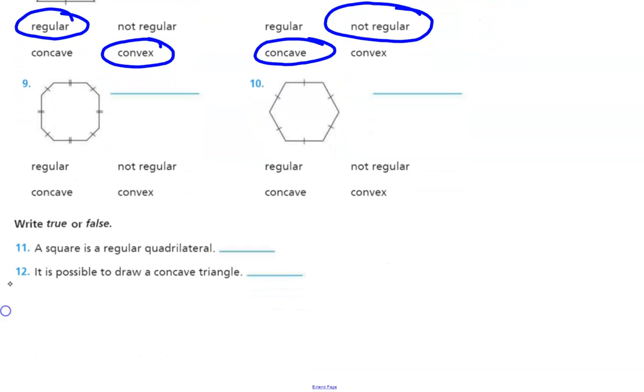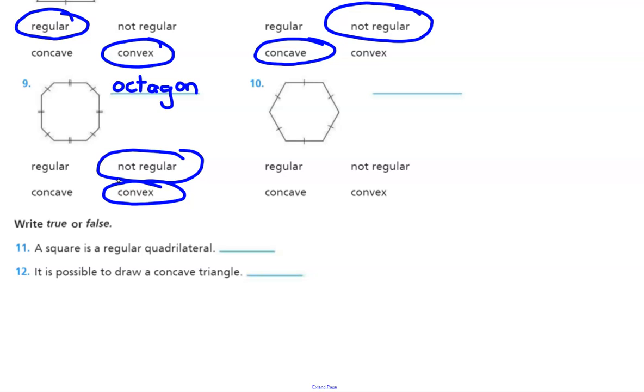Let's look at number 9. 1, 2, 3, 4, 5, 6, 7, 8. So this is an 8-sided shape we call an octagon. And my tick marks are helping me here. These 2 sides are the same length and these 2 sides are the same length, but they are not the same as these sides. So even though we've got a lot of similarity, it is not technically a regular octagon, I should say. So it is a not regular octagon. And then it doesn't have any sides that are caving in on itself, so because of that, we call that convex.